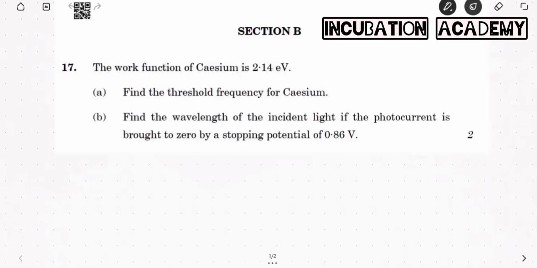The work function of cesium is 2.14 electron volt. First question asked: find the threshold frequency for cesium. And B: find the wavelength of the incident light if the photocurrent is brought to zero by a stopping potential of 0.86 volt. Okay, so let us recapitulate what the basics are.